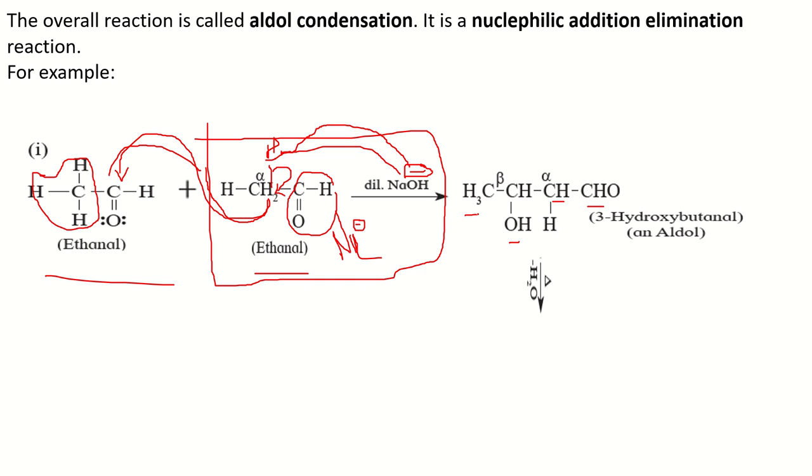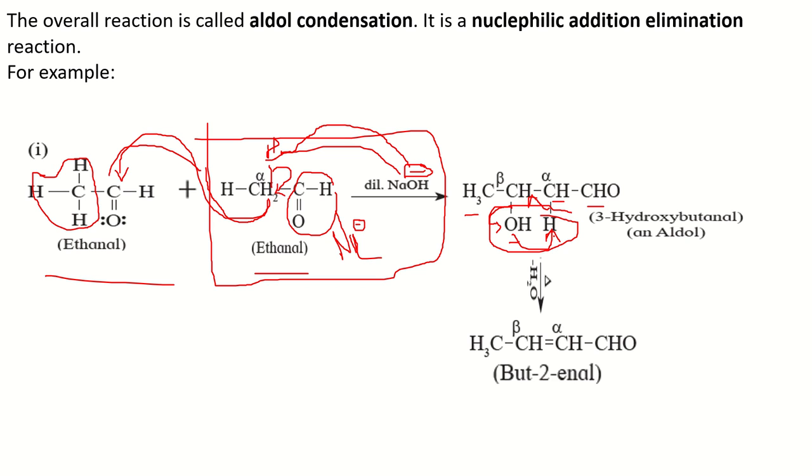Elimination of a water molecule takes place like this. A water molecule is eliminated from the alpha and beta carbon atoms, and the resulting product is an alpha beta unsaturated aldehyde. Yes, you can say crotonaldehyde. It is but-2-enal. Okay, this is for the aldehyde.